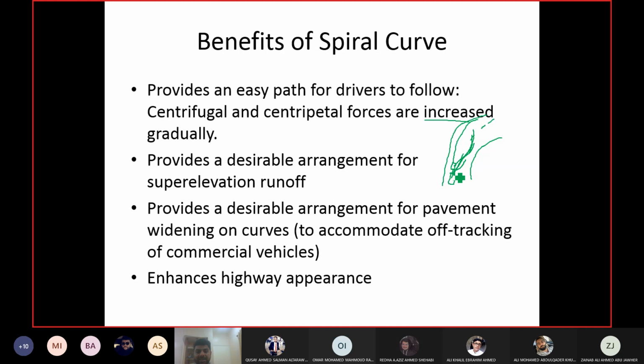So in order to give him this extra space, we can do the widening of the road on the curvatures. This width will be more than the width of the straight section. Why? So that the heavy vehicle has extra space to accommodate the dragging of the rear body. Obviously you are changing the width of the road, so this width should also increase gradually. This gradual change in width will also happen on the spiral curve.